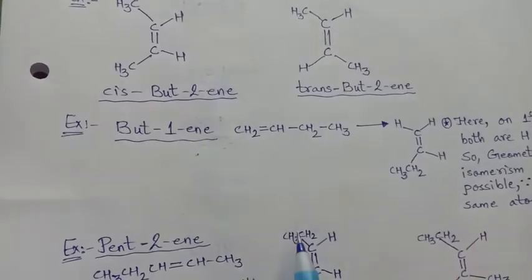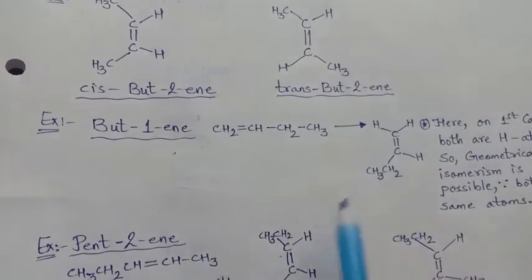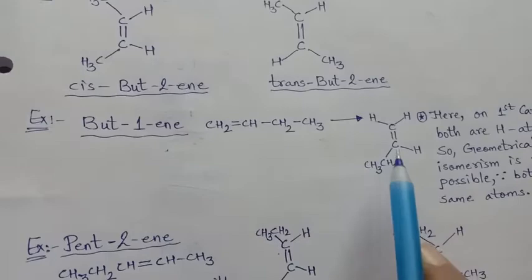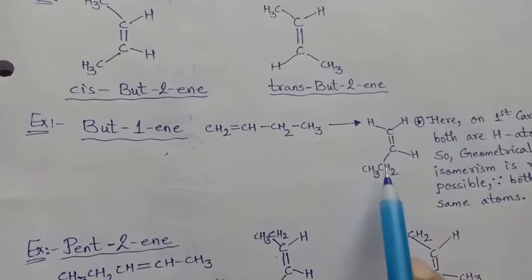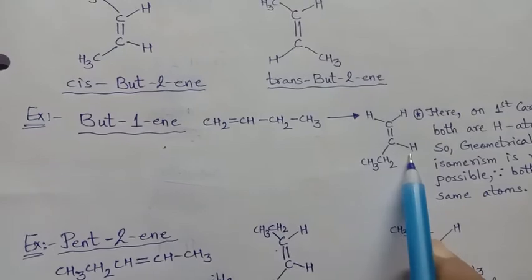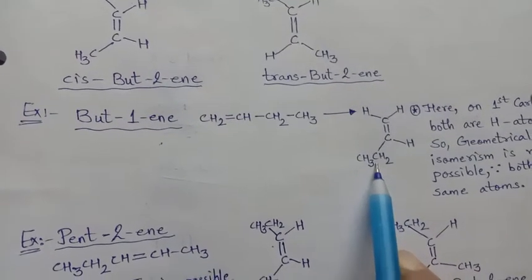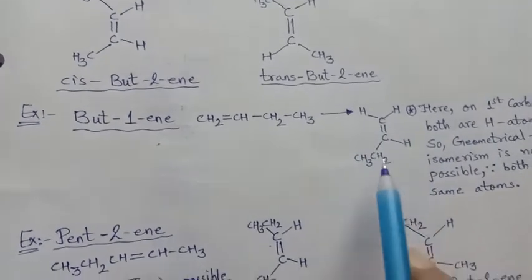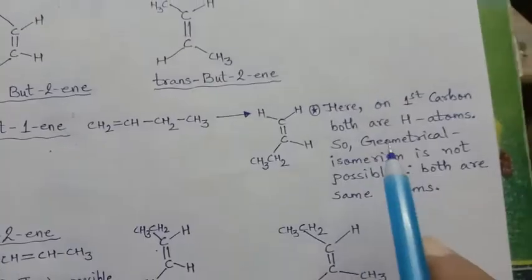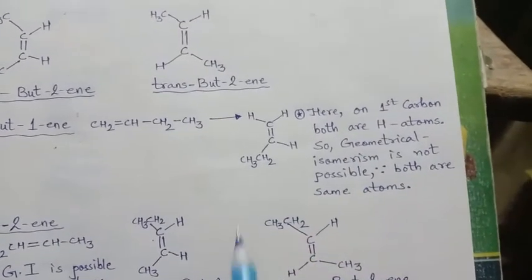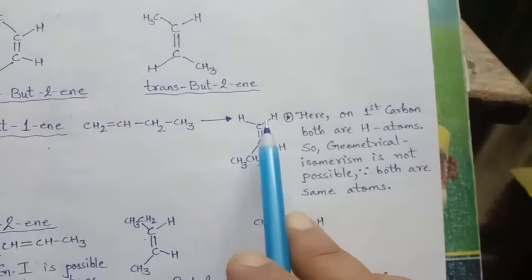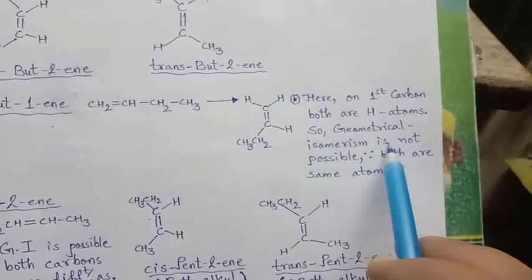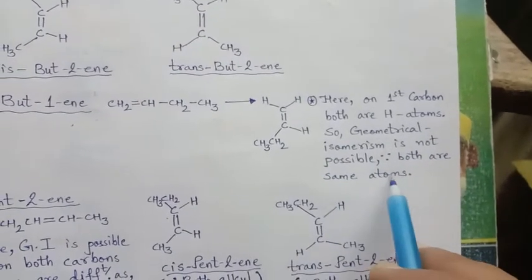1, 2, 3, 4. Now see the first condition. C double bond C is present. Correct. Now on the same carbon both groups should be different. Here it is different. Here is a hydrogen atom, whereas here it is an ethyl group. But what about this carbon? Both are the same. That means the condition is not fulfilled and geometrical isomerism is not possible. Here on the first carbon, or you can say the upper carbon, both are hydrogen atoms. So geometrical isomerism is not possible because both are the same atoms.